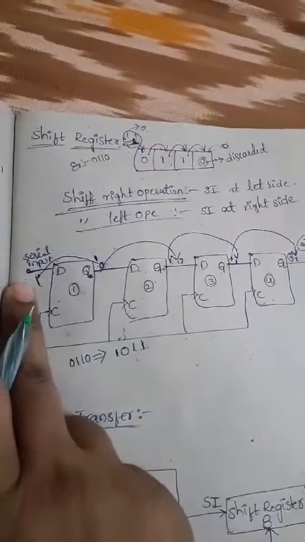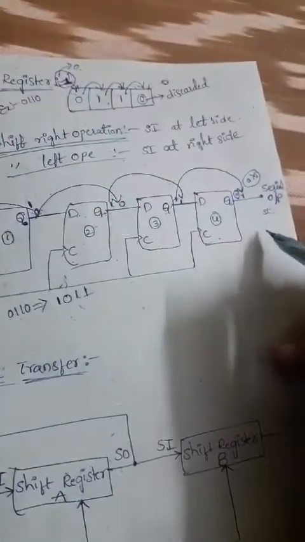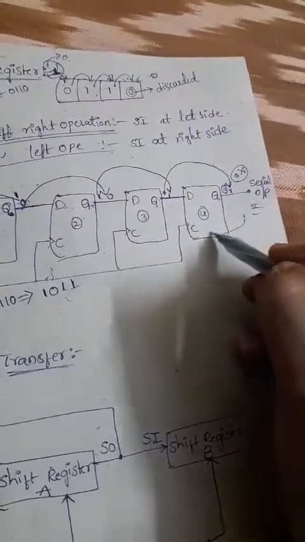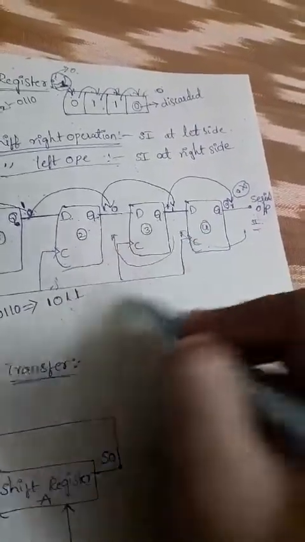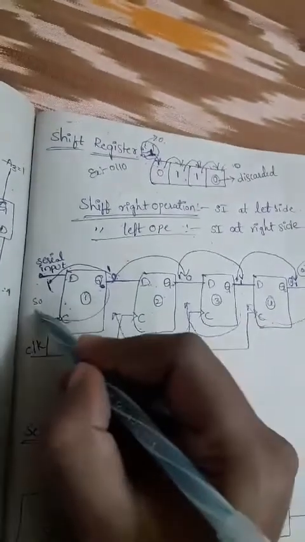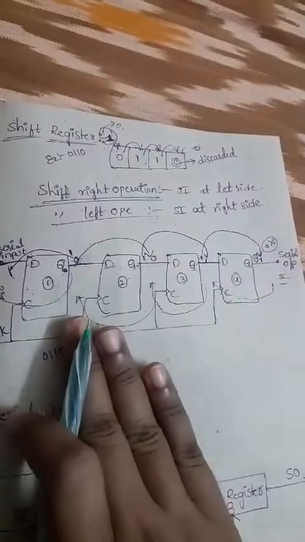Okay, if you want to do the shift left operation, you have to give the serial input here and you can collect the serial output here. So then what happened? Serial input we have to place here. So this one will be shifted to here, and whatever previous information you are having will be shifted here, and the previous information is shifted and the previous information will be shifted here. So finally this is the shift left operation.